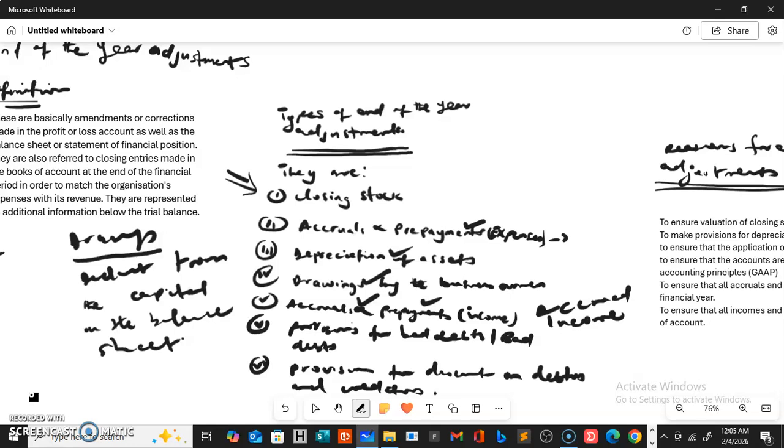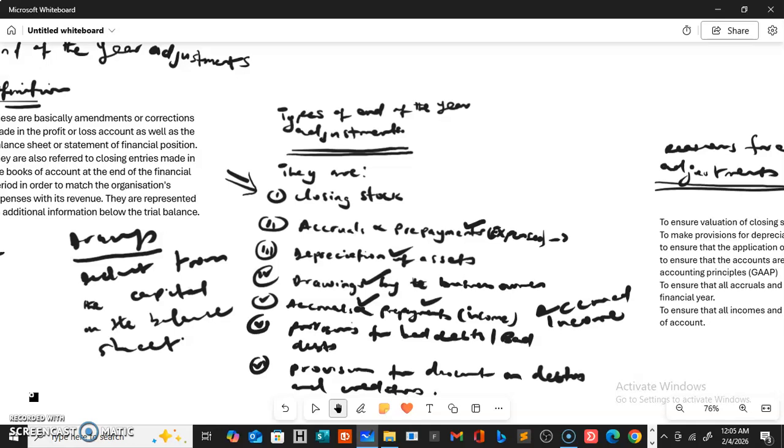So the prepaid income will be deducted from the income in the P&L or income statement, and the prepaid income should be recognized as what? As a liability, because it has not been executed, but the payment has been made to the organization for work that has not been done. So it's a payment in advance, and this is seen as a liability in the statement of financial position.